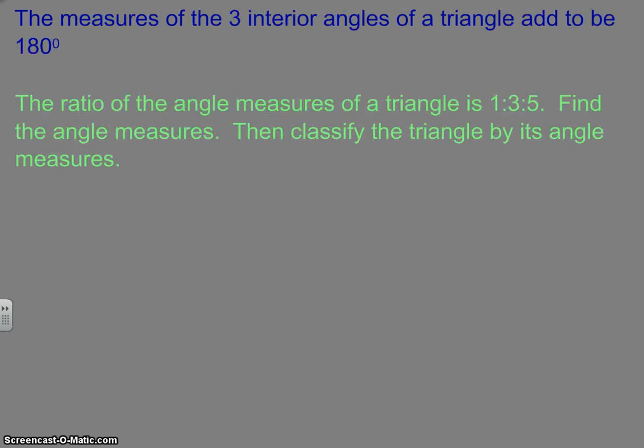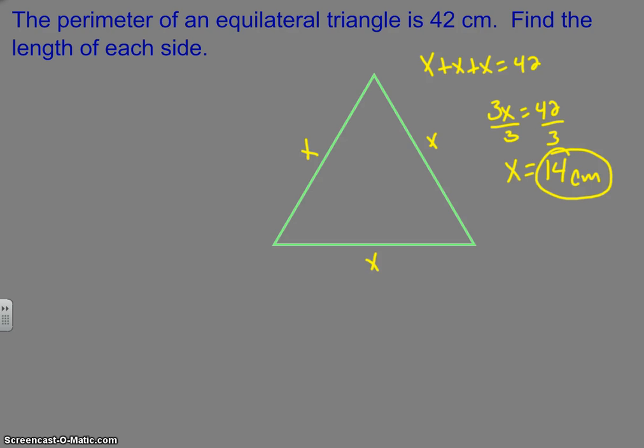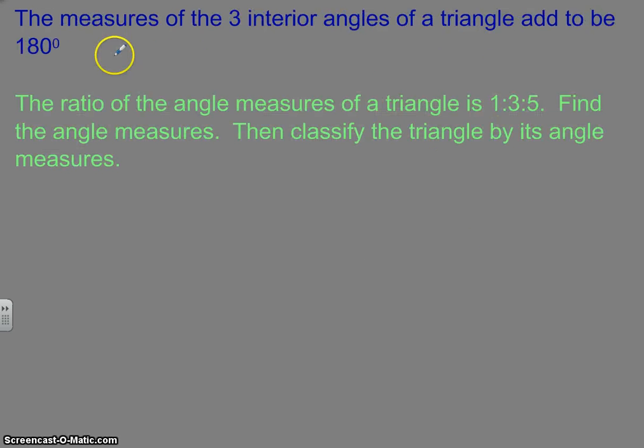Okay, next problem. Now we're going to look at angles. The measures of the three interior angles of a triangle add to be 180 degrees. So all three angles have to add up inside the triangle to be 180. Now let's look at a few problems that deal with finding angle measures.